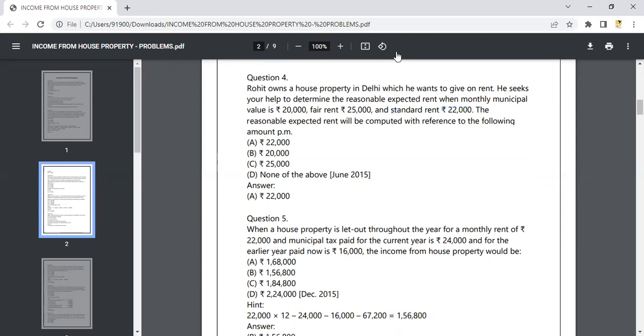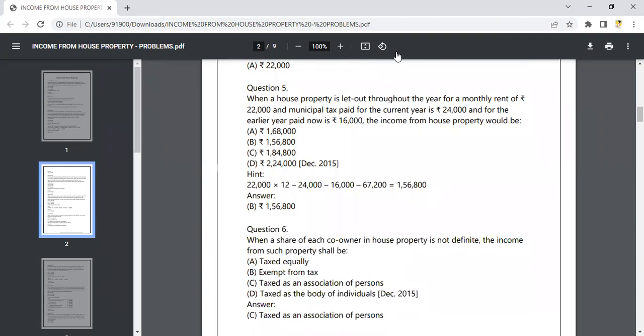So coming on to our next question, the next question will be on house property again. Here, a house property is let out throughout the year for a monthly rent. You are letting out your house property for the whole year, where you are getting a rent of 22,000 per month, and you pay municipal tax on that. For the current year it is 24,000, and now we are paying 16,000. Then this would be the income from house property.